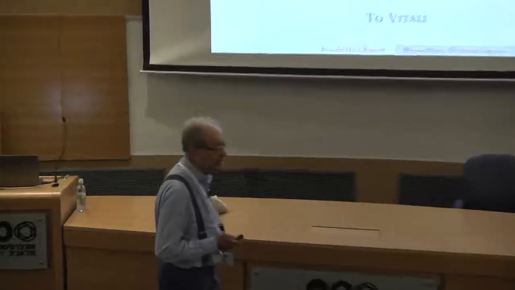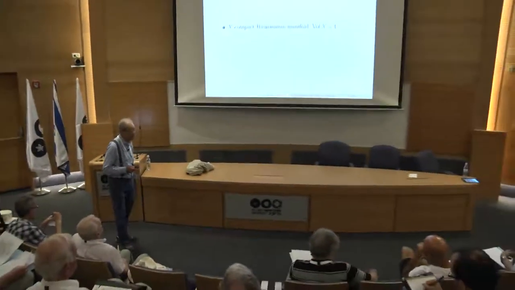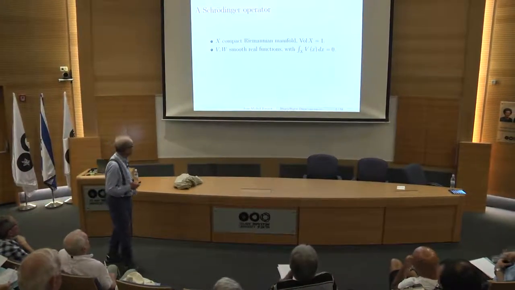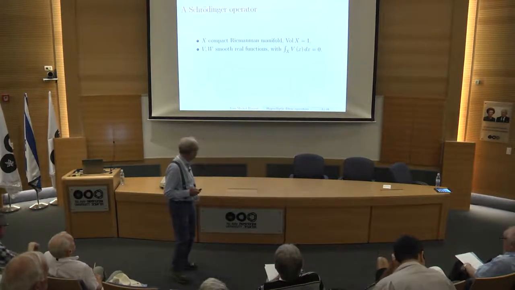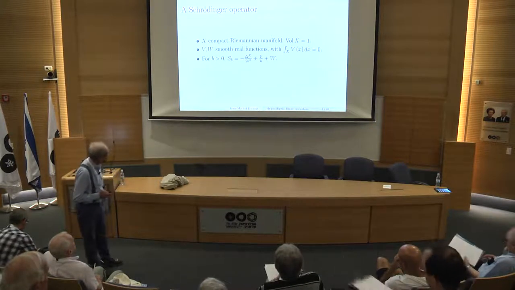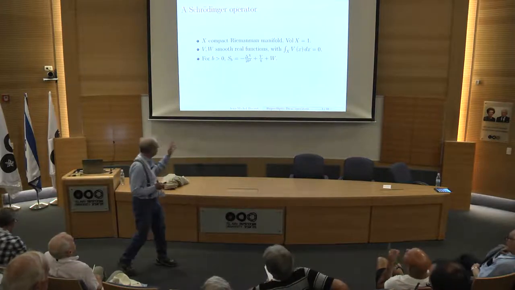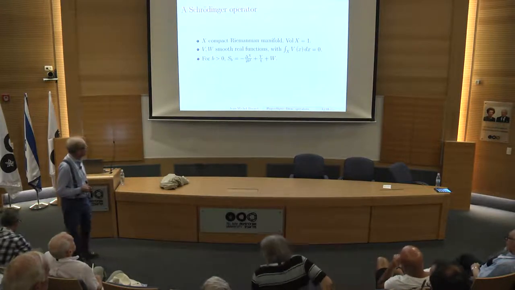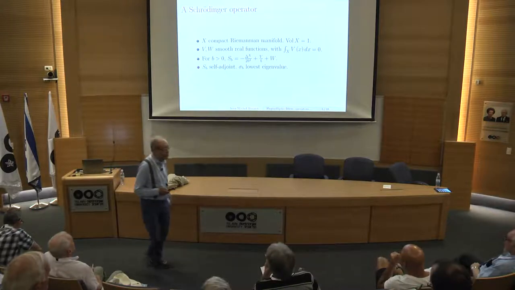So I will proceed by stages, moving from elementary examples to more complicated ones. First of all, I will consider a Schrödinger operator. I give myself X, a compact Riemannian manifold of volume 1. And I give myself two smooth functions, the first one being of integral 0. And I consider the following Schrödinger kind of operator. It's a combination of the Laplacian and these two functions with different scalings. And I obtain an operator S_B, which is a self-adjoint elliptic operator. And I call sigma_B its lowest eigenvalue.